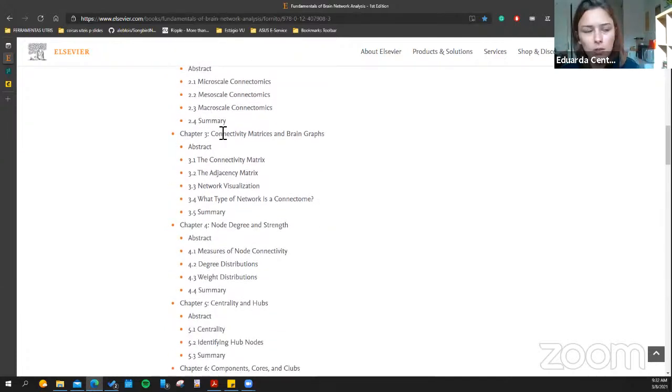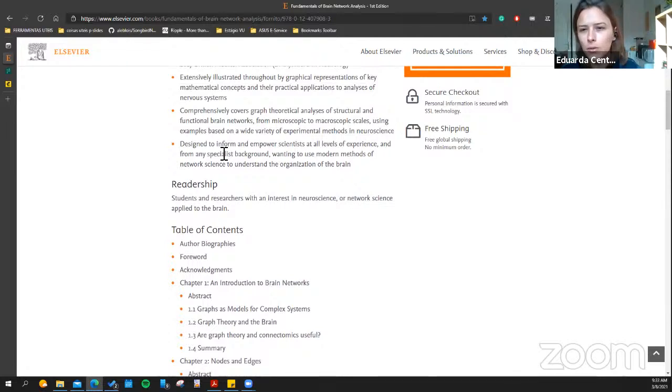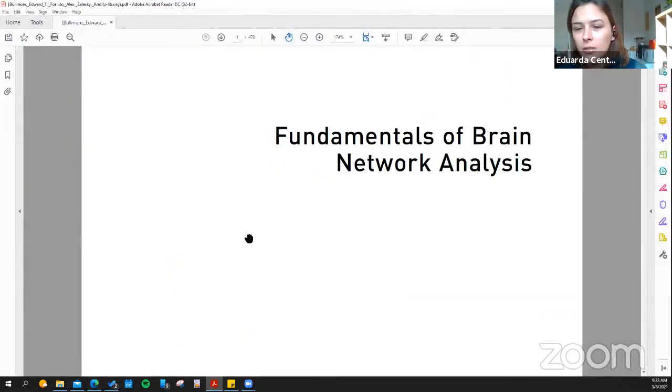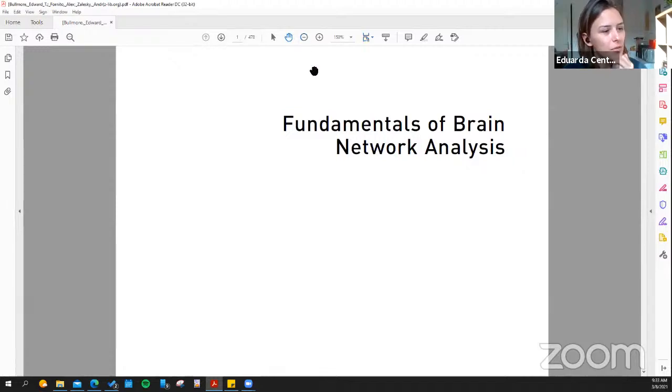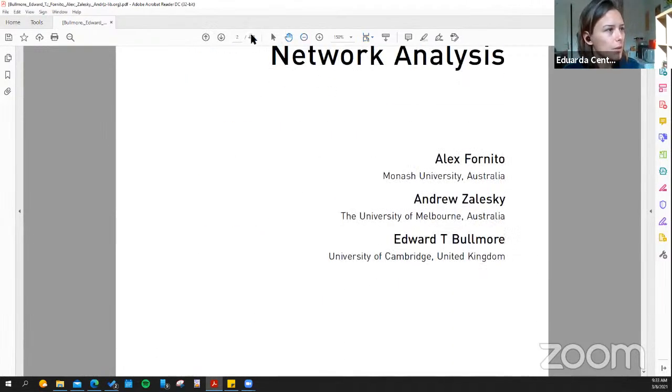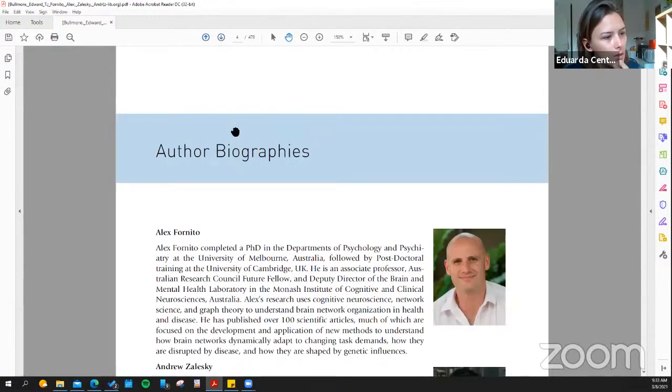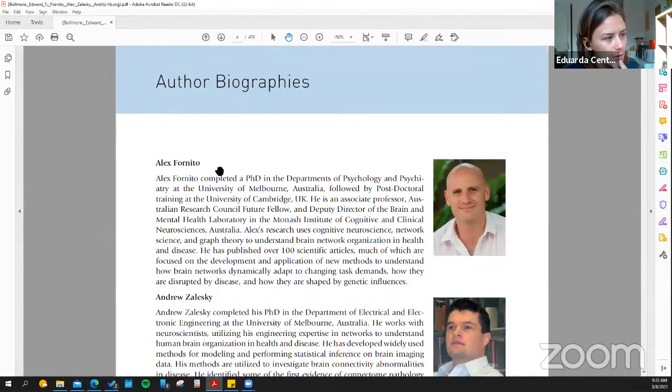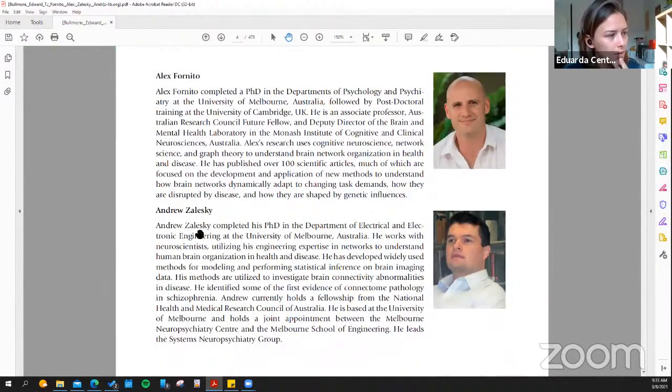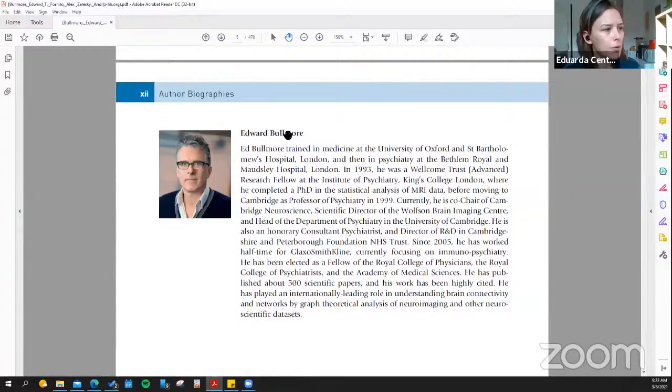It's not very long, and it's really good if you want to start working on network analysis, which was my case. I basically started working on fMRI data and graph theory, and I had no background in it. I've never really worked on it, and this book really saved my thesis, I would say. So just to give an overview of the book, these are the authors: Alex Fornito, who is in Australia, Andrew Zalesky, and also Edward Bullmore. These are the authors important to mention.